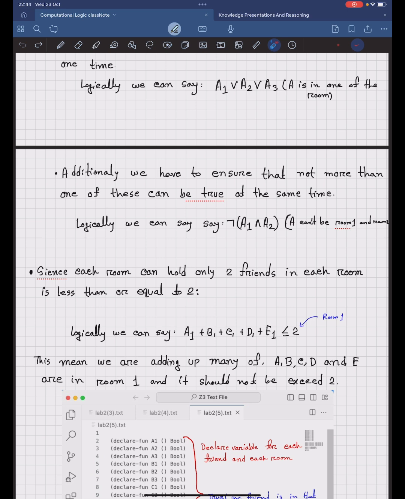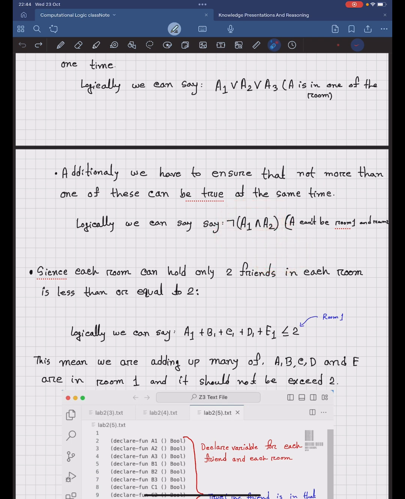Logically we can say that A cannot live in room 1 or room 2 if A has chosen room 3. It cannot be room A1 or A2, because he already chose A3, so he has no possibility to stay in A1 and A2.